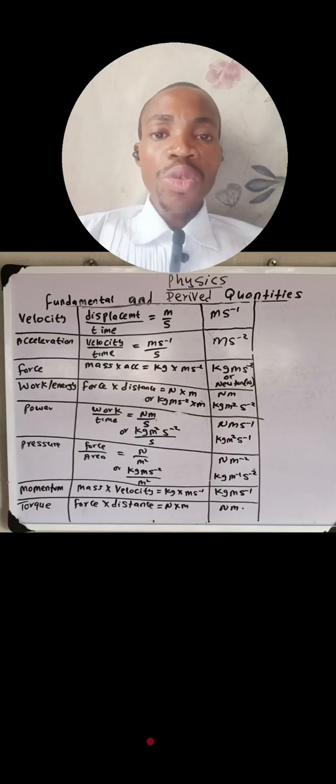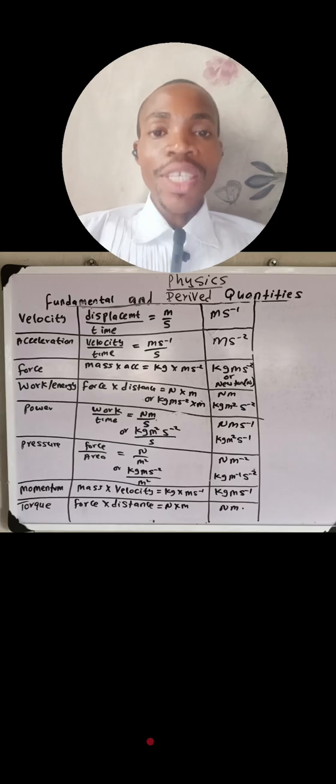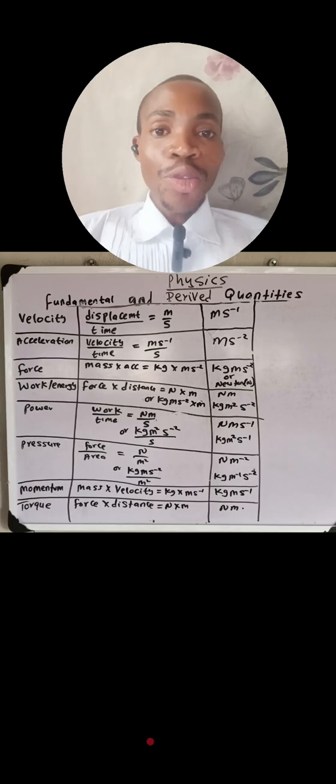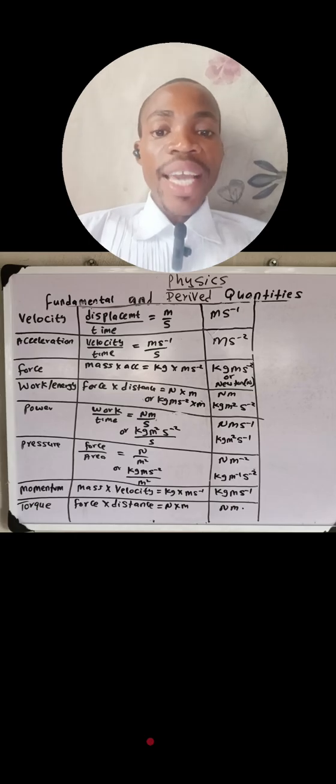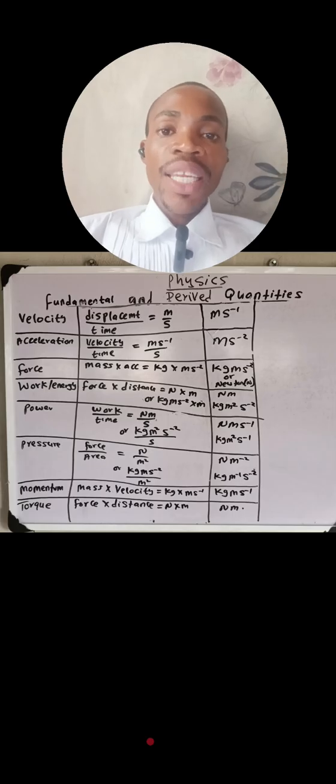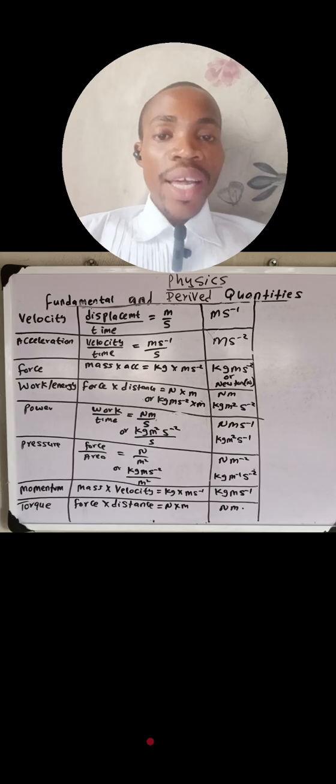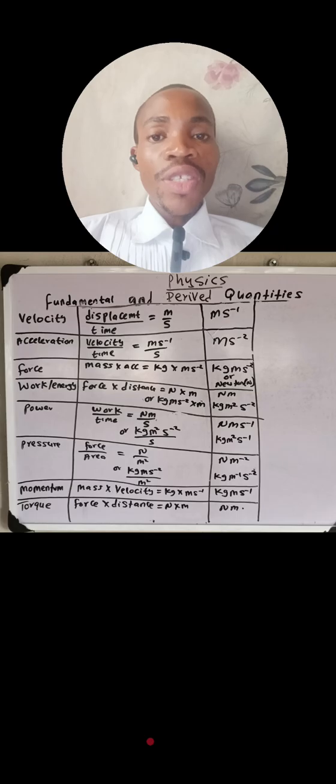We have momentum. When we talk about momentum, it's like two things coming together to jam. When you say that somebody has momentum, it means that person has strength, like this person gathers momentum, meaning the person gathers strength. Mass times velocity is the formula for momentum. And the SI unit of momentum is kilogram meter per second. The last one here is torque. The formula for torque is force times distance. And the SI unit of torque is Newton meter.